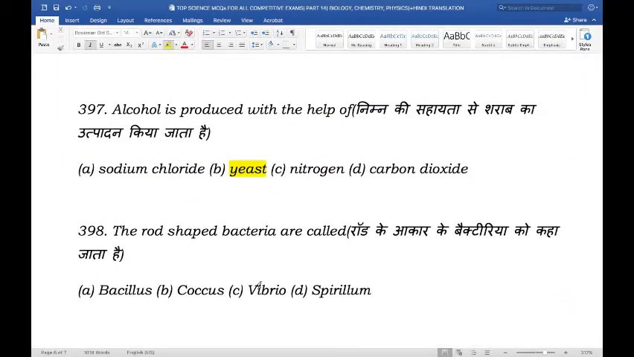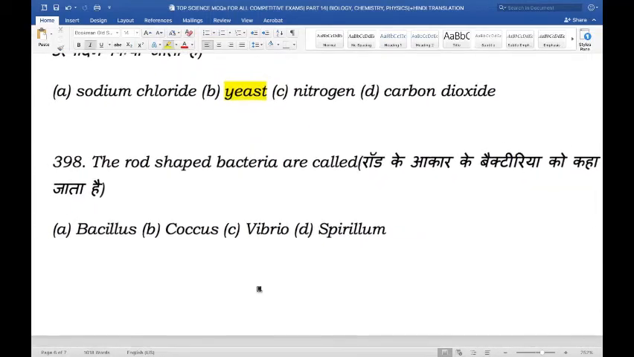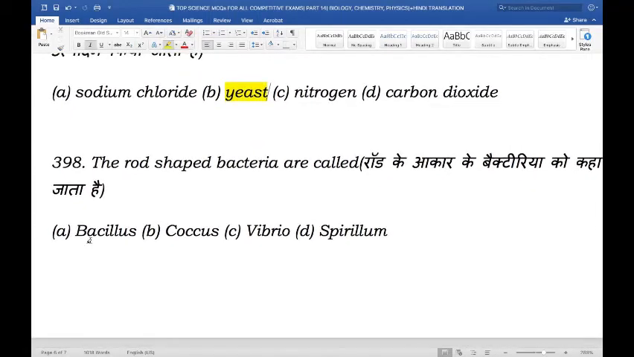Next question. The rod-shaped bacteria are called. Is it called the Coccus, Vibrio, or Spirillum? Out of these options, which is a rod-shaped bacteria? And the right answer here is Bacillus. Bacillus, or when you're referring to them in plural, bacilli, is a rod-shaped bacterium and is found in many different taxonomic groups of bacteria.